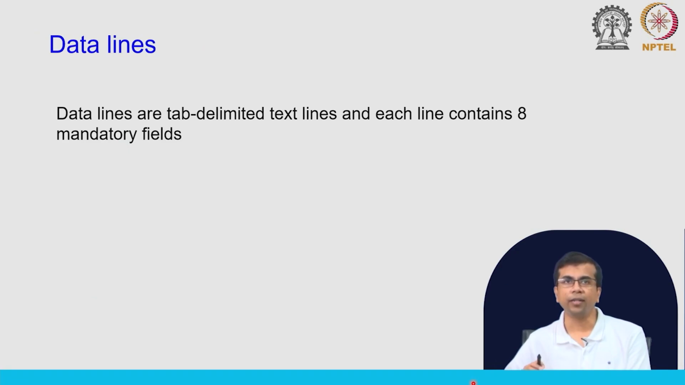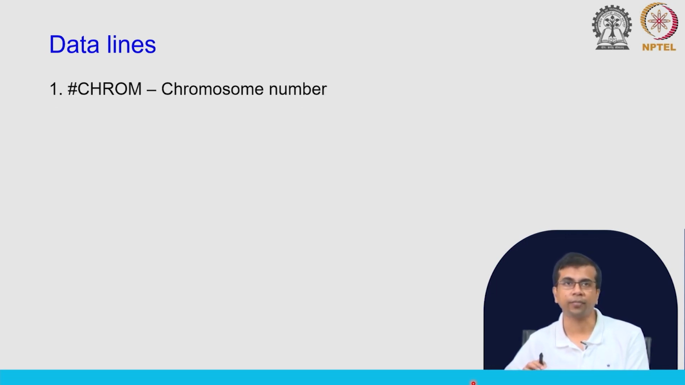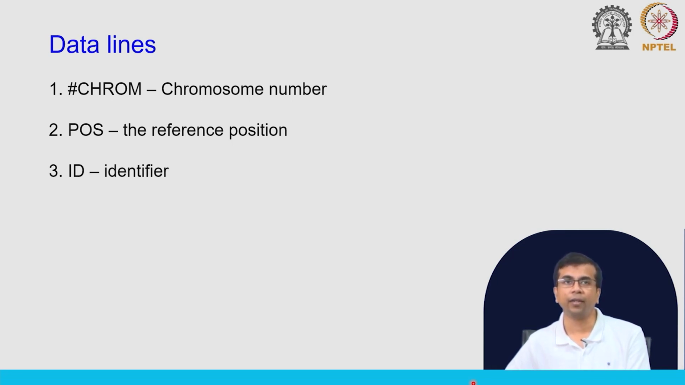Data lines are tab delimited. They are tab separated text lines, and each line contains 8 mandatory fields. The header line mentions the names of these 8 mandatory fields, so it is just saying what you have in the data lines. The first header you see is chromosome, the chromosome number, the hash CHROM if you notice in the example. The second is the position, which is the reference position where the variant is present. Then the third one is the ID, or an identifier.